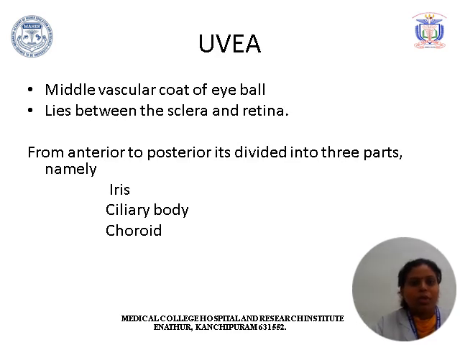So what is uvea? Uvea is the middle vascular coat of the eyeball. It lies between the sclera and the retina. It has three parts, namely the iris, ciliary body and choroid.